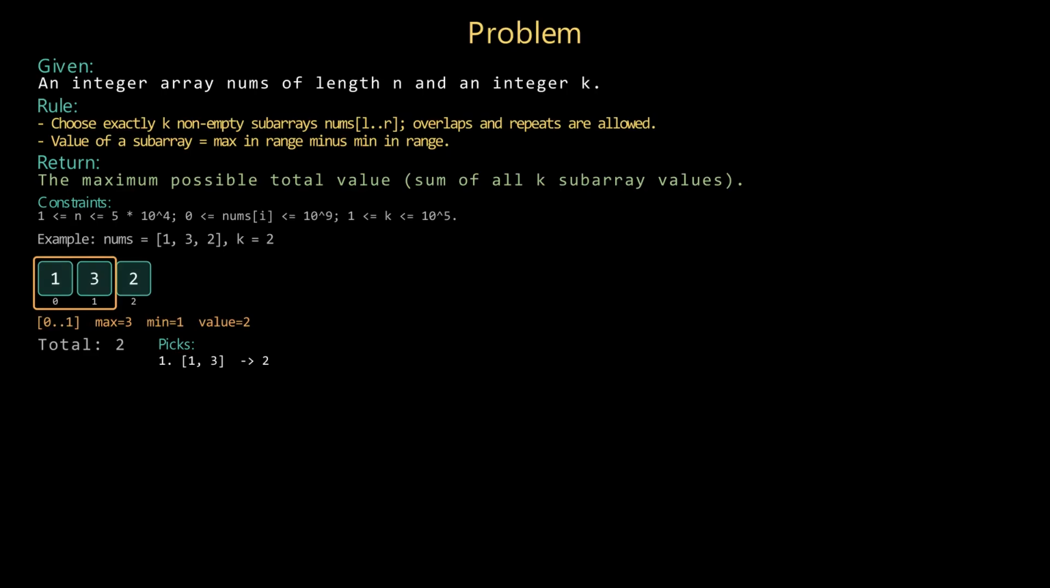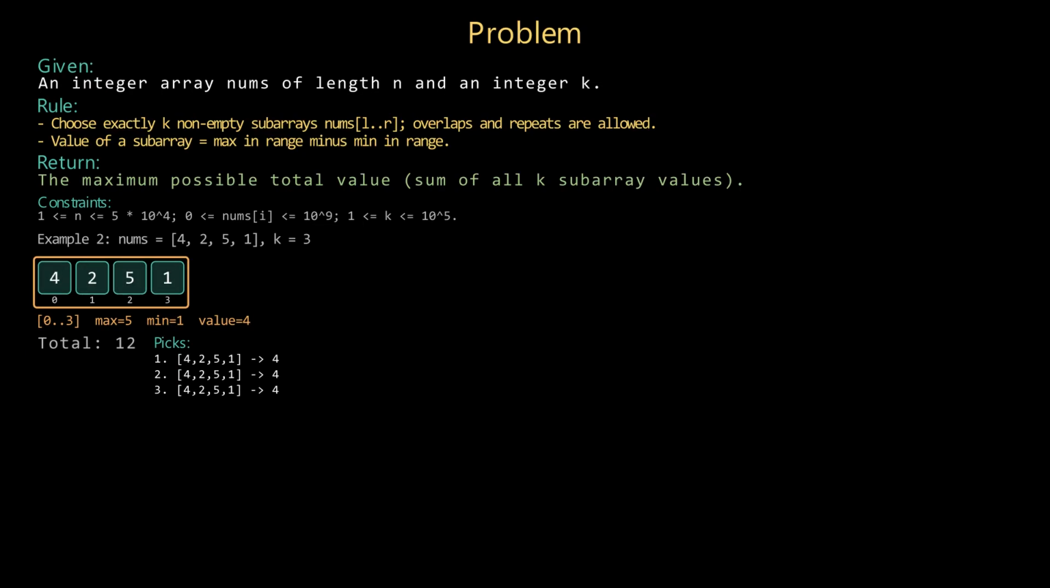First pick indices 0 through 1. Max is 3, min is 1, so the value is 2. Second pick indices 0 through 2. Max is still 3 and min is still 1, value 2 again. 2 plus 2 gives output 4.